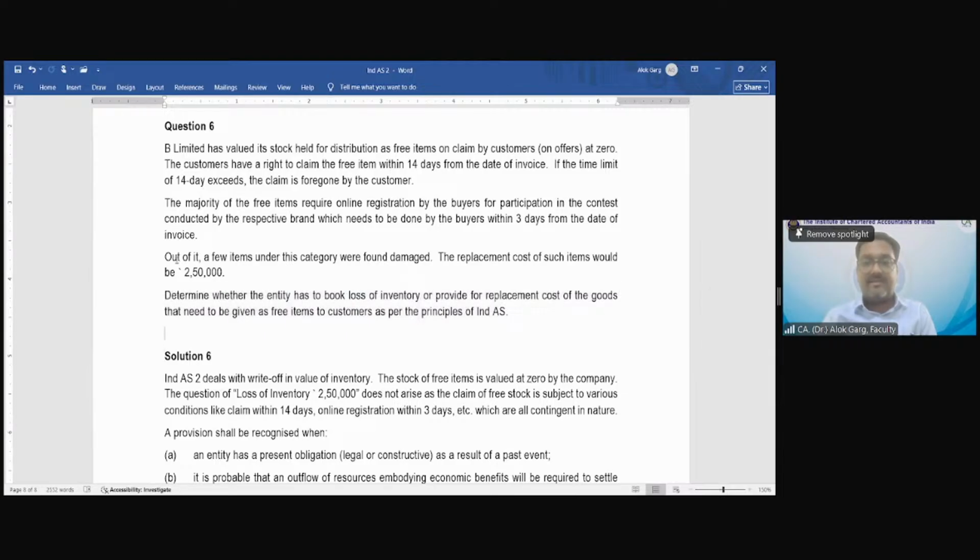As per principle of Ind AS, tell me what should be the right answer. Just think about it for 20 seconds. We will give an assumption, sir, that assuming they have registered for that, then we will recognize this 2,50,000. So first of all, whether any loss is required to be booked for this inventory. What is the value of this inventory? 0. तो 0 ही अगर वैल्यू है, लॉस हो गया तो क्या क्या रिकॉग्नाइज करोगे?